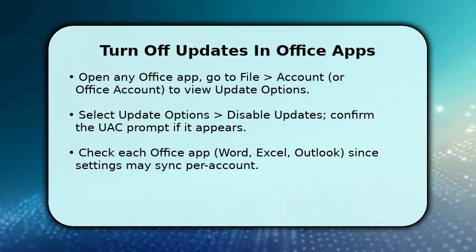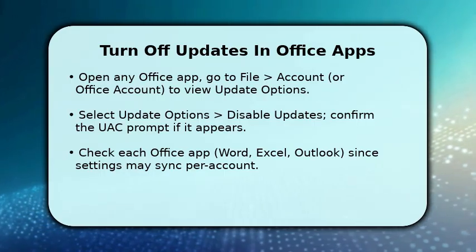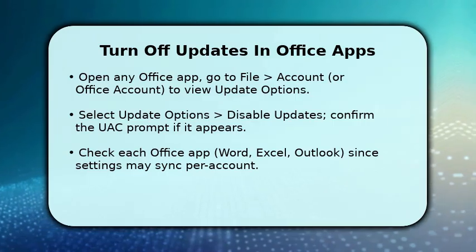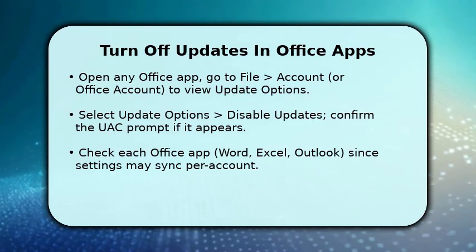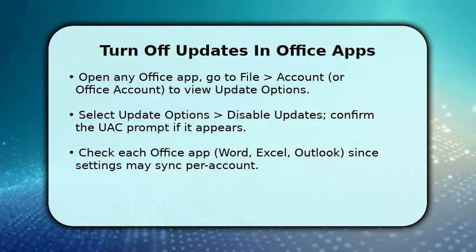Next, disable updates inside the Office apps themselves so user-level triggers are off. Open Word or another Office app and go to File, then Account or Office Account to find Update options. Choose Update options and select Disable Updates, then accept any UAC confirmation.